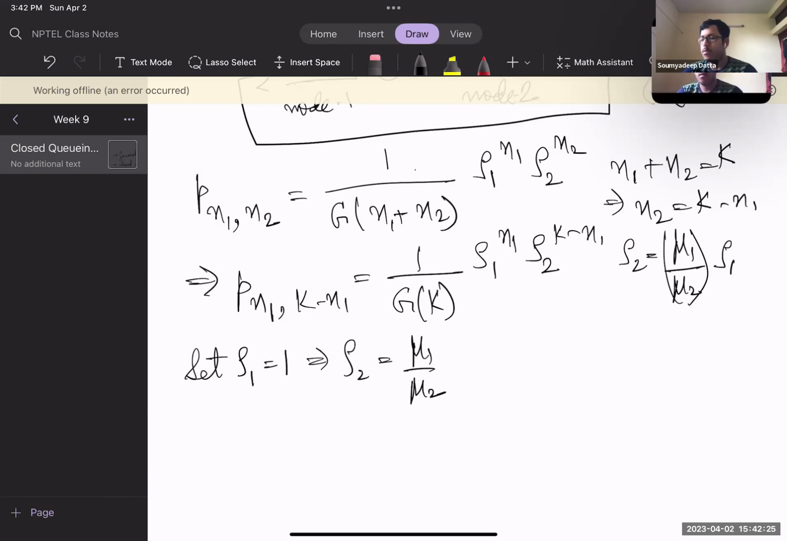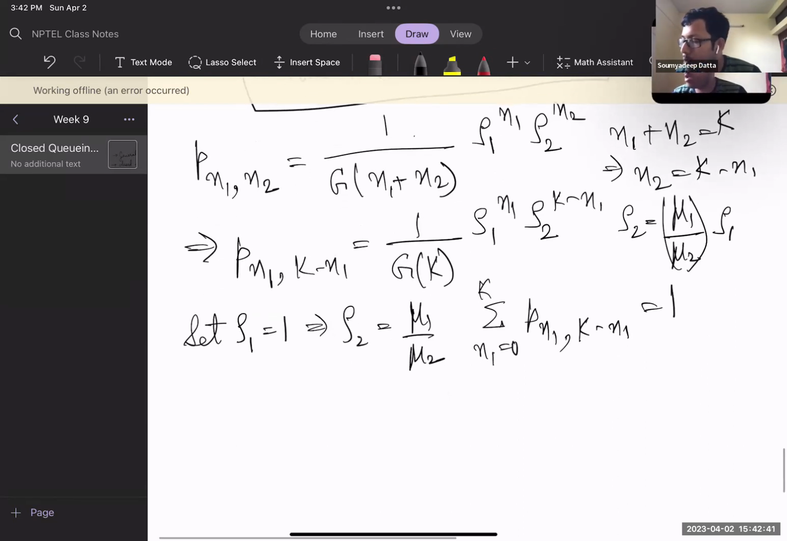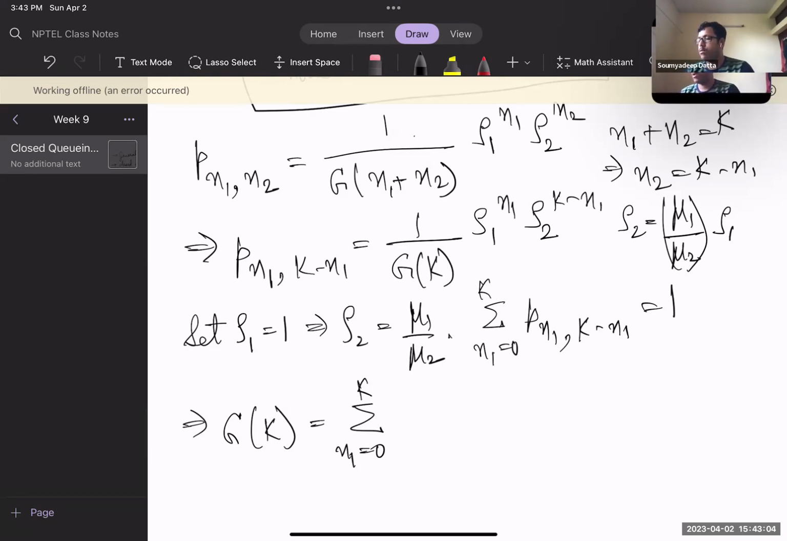Anyway, before using this, we can sum over n1 equal to 0 to k of p of n1, k minus n1, and this sum has to be equal to 1, right? So we can take 1 over g of k common from the denominator and write g of k as the summation over n1 equal to 0 to k. Now rho 1 is equal to 1, so 1 to the power n1 and rho 2 to the power k minus n1.